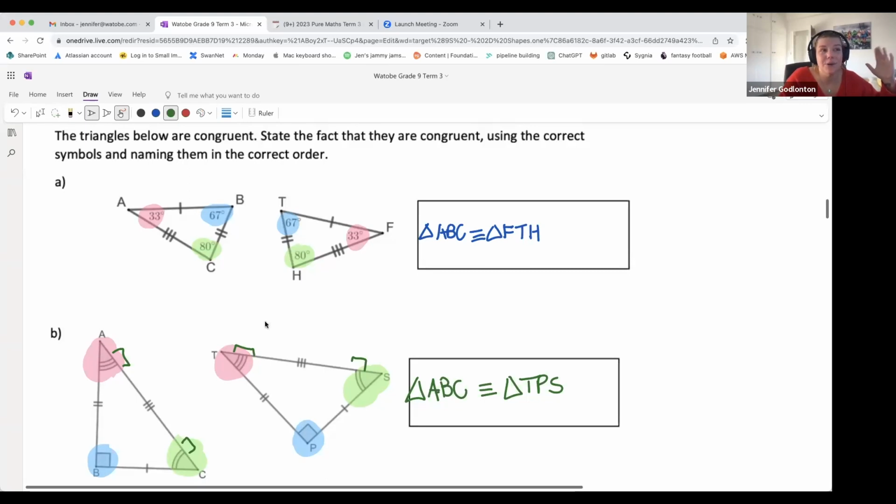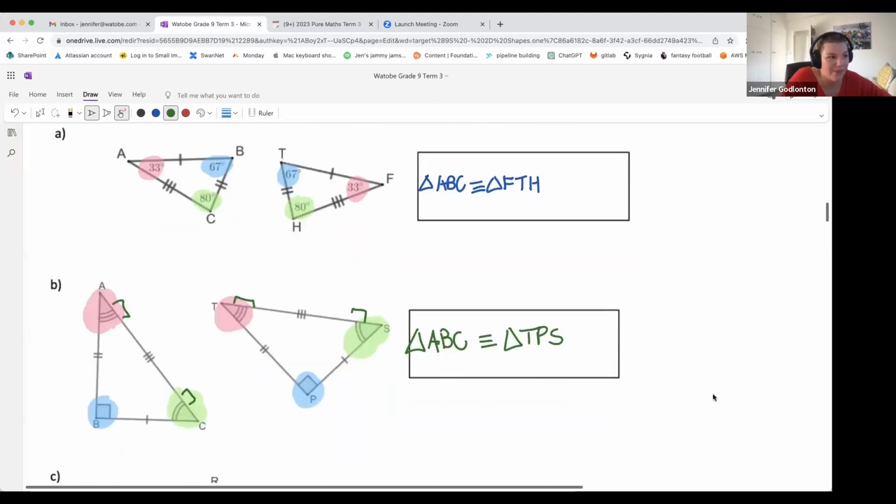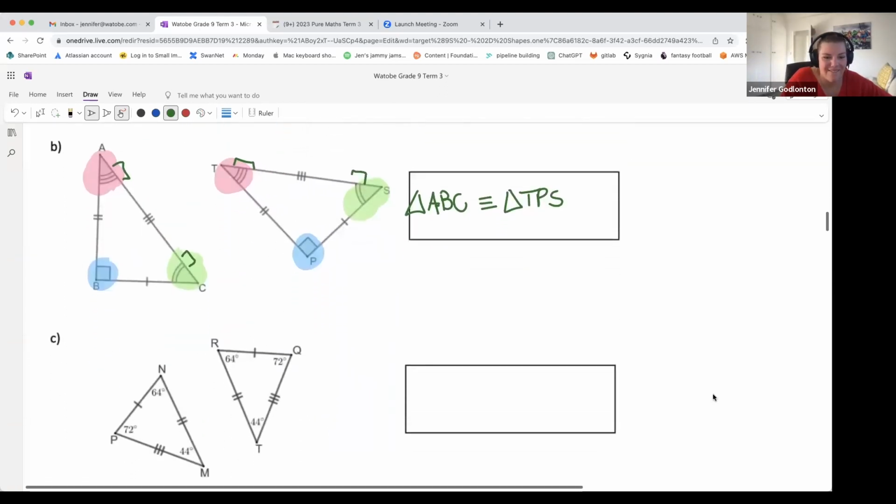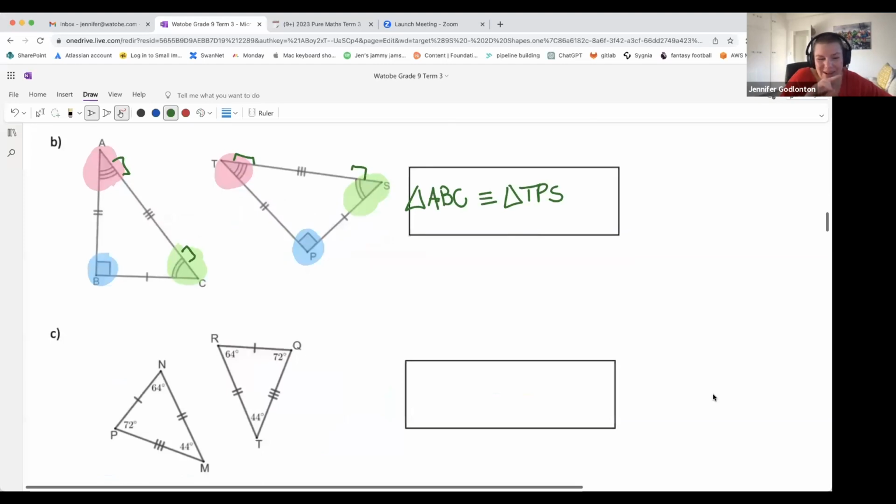Okay. So guys, when we move through this lesson a little bit later, we're going to start putting cases of congruency in here as well. So we are going to get to that point, but for the moment, this is what we need. Nice job, guys. You're doing really well. Okay. Next one.